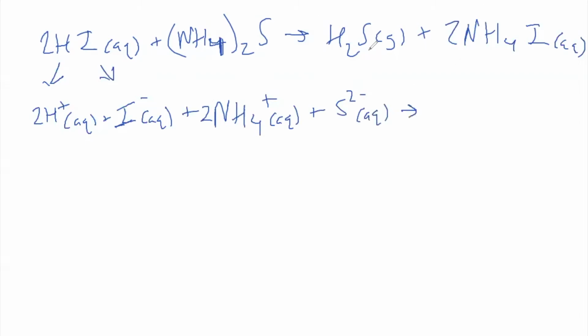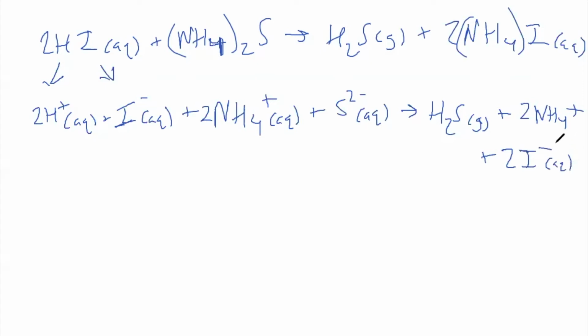And then the right-hand side, H2S is a gas, so that won't separate, so you just keep it as it is. And then same deal for this, NH4 is ammonium, so it'll stay together, so we have 2 NH4 plus, and then we'd have 2 I minus. So that's the complete equation.